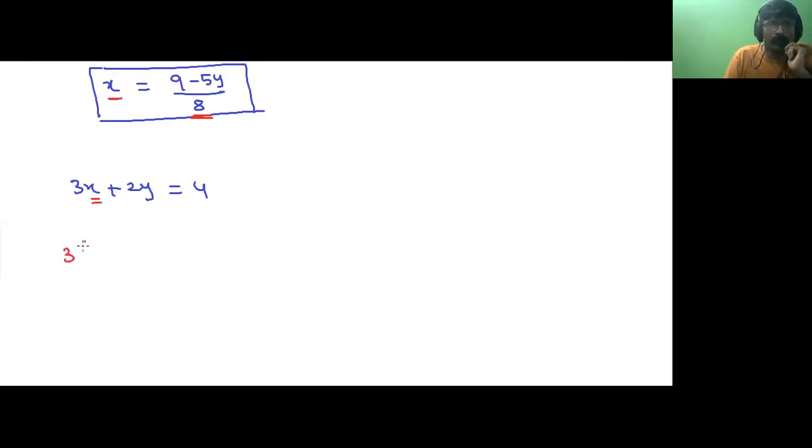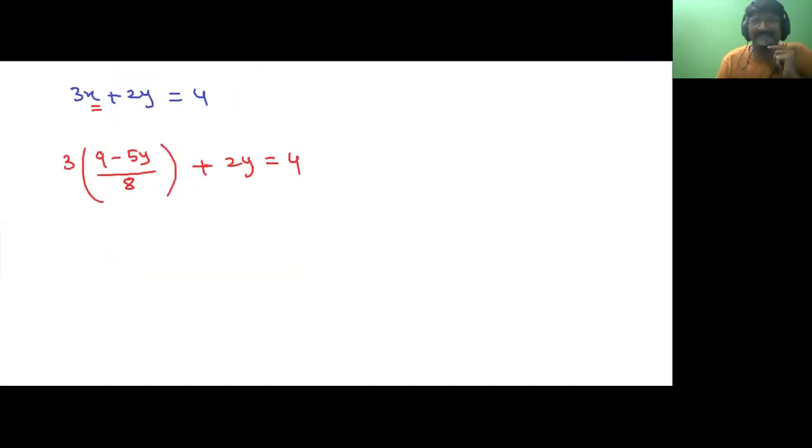So how will it become? 3 into the bracket 9 minus 5y upon 8 plus 2y is equal to 4. Student, I hope you are understanding what I'm doing. It's very simple, guys. It's super duper easy stuff, isn't it? Now, once you've done this, what will happen? This will become 3 9s are 27 minus 3 5s are 15y upon 8. Don't multiply in the denominator. Plus 2y is equal to 4.